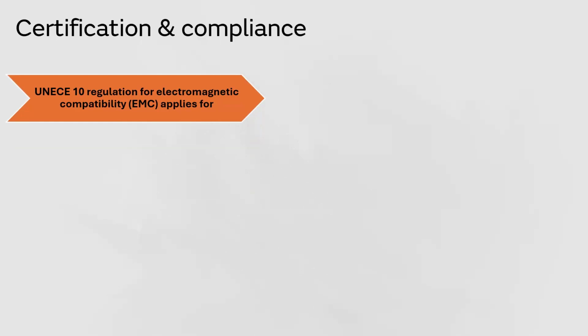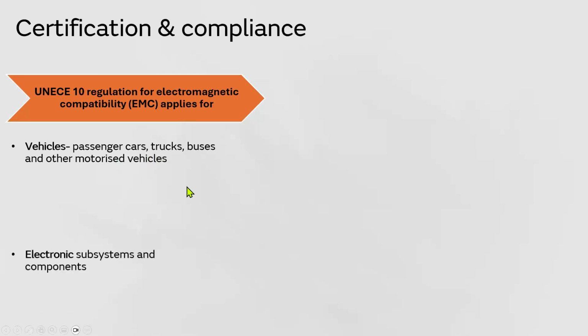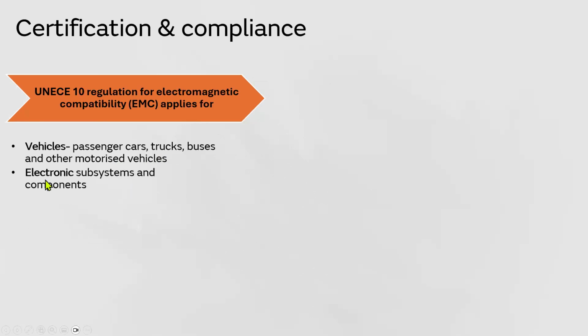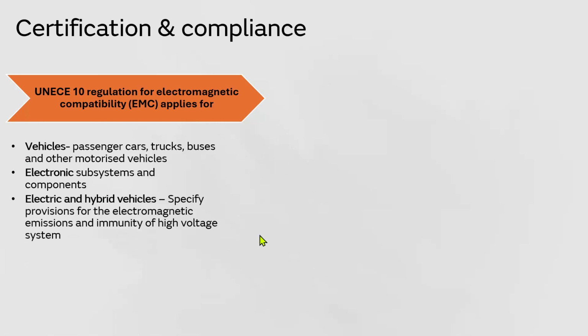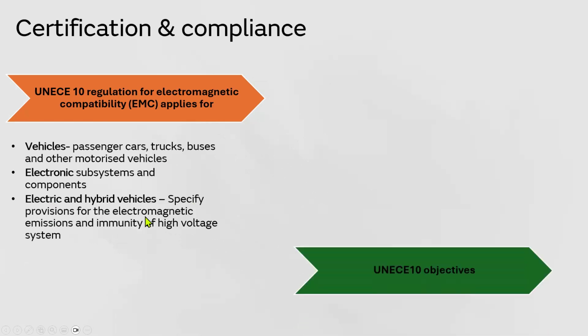This is talking about electromagnetic compatibility. So in electromagnetic compatibility, basically, we're talking about the vehicle and passengers. Actually, it's for all vehicles, passenger vehicles, trucks, buses, and other motor vehicles. And the idea is concerning the electronic systems and components, and also for hybrid and electric vehicles, because we know that hybrid and electric vehicles have high voltage systems in them. So we need to make sure that there is immunity on that, especially the interaction.